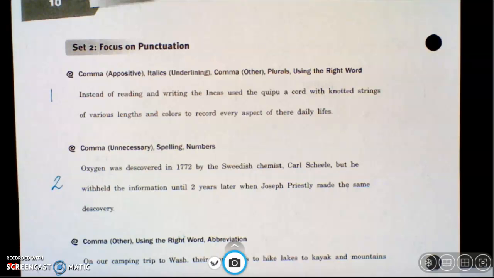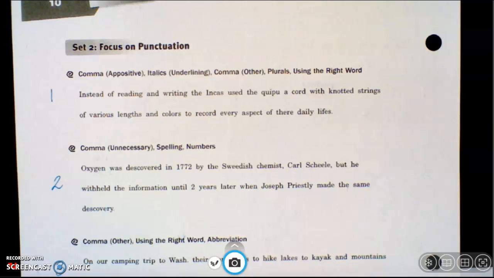In this sentence, we have an appositive. We're also going to add italics or underlining. We will add commas. We have an issue with plurals, and we need to make sure we're using the right word. Let's begin with marking our appositives.